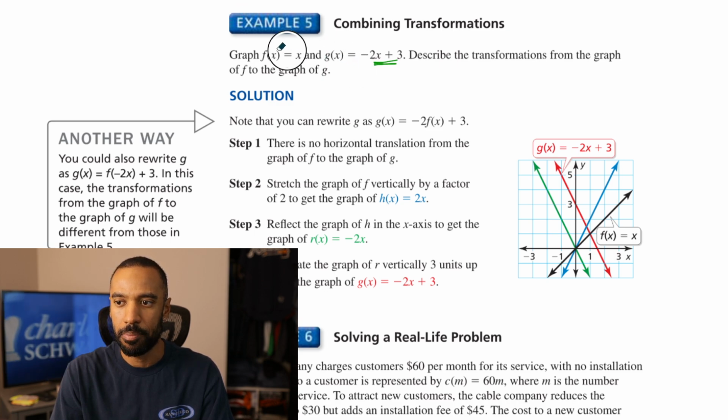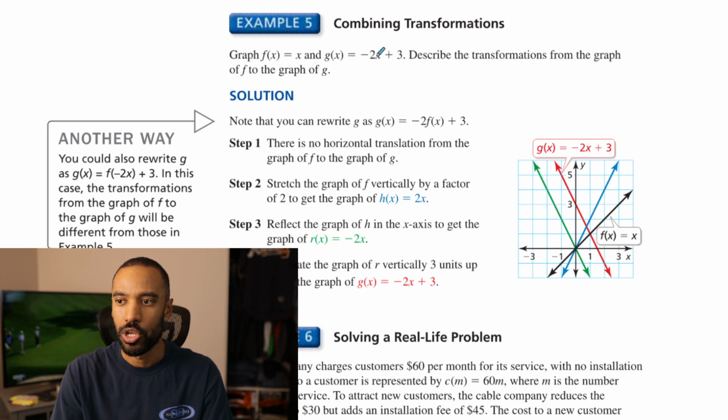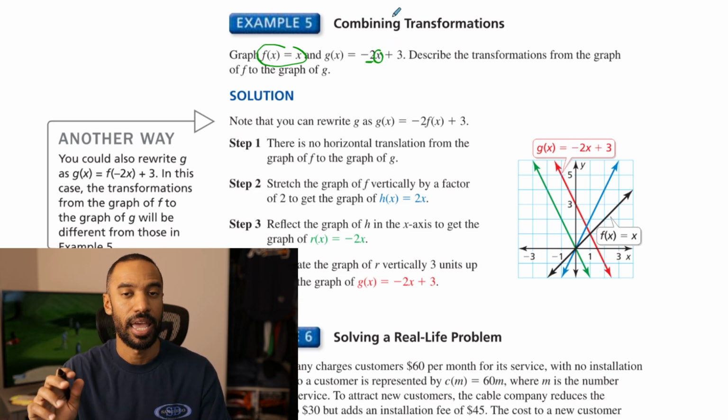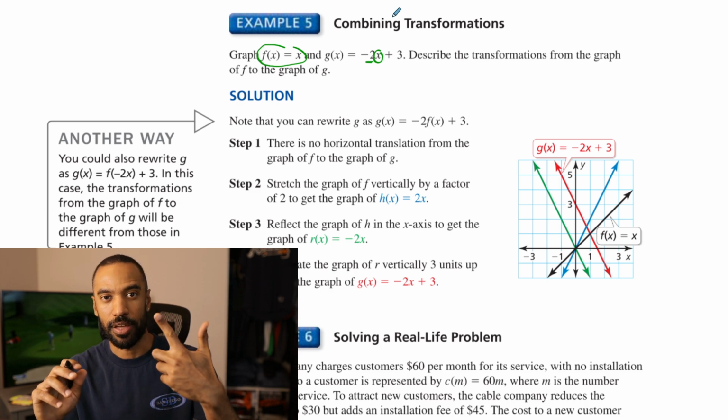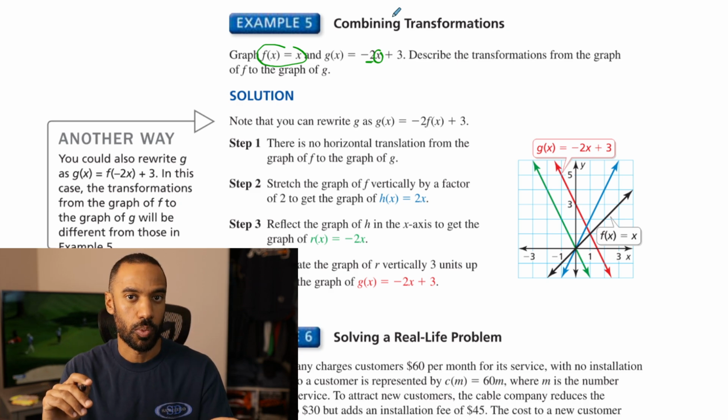Now, they said describe them. What we have to do is make sense of where these things are being affected here. Your x value, your function got multiplied by negative 2, therefore 2 things occurred to it. It got vertically stretched, and it reflected over the x-axis. Those are things we're going to have to state.